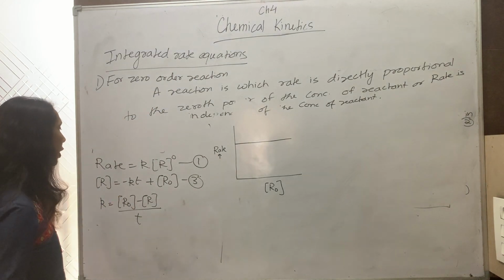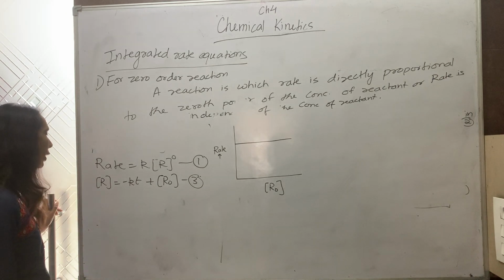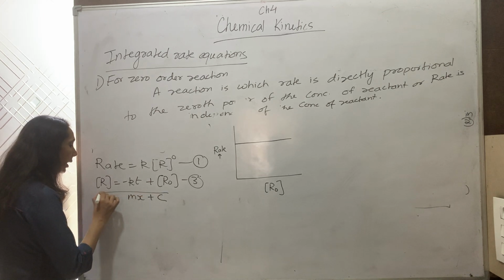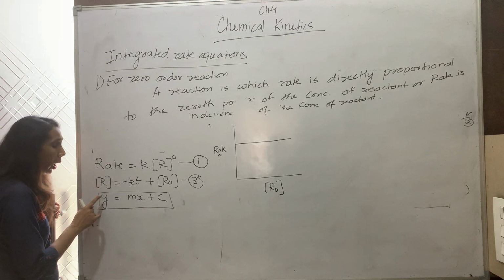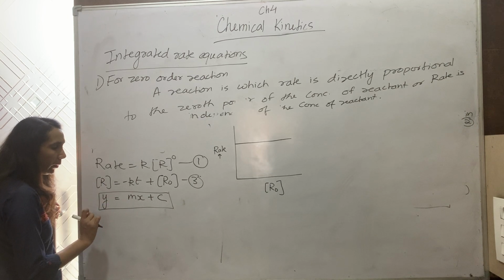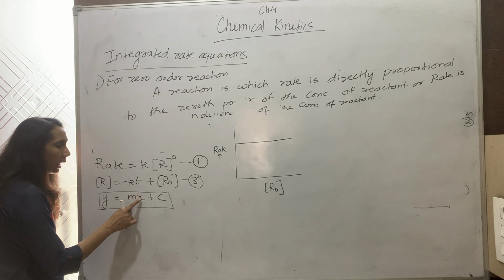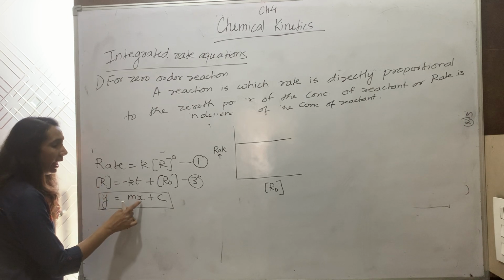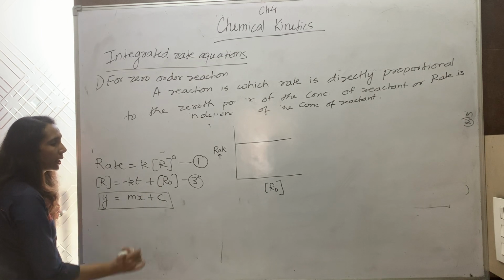Now I consider equation number 3. Can you see equation number 3 is a straight line equation? y is equal to mx plus c. This is called a straight line equation. What is y? R. So I have to plot R on the y-axis. m is minus k. m represents the slope, and the negative sign means the slope is negative, going in the downward direction. On the x-axis I will plot t. And c is the intercept which represents R naught.